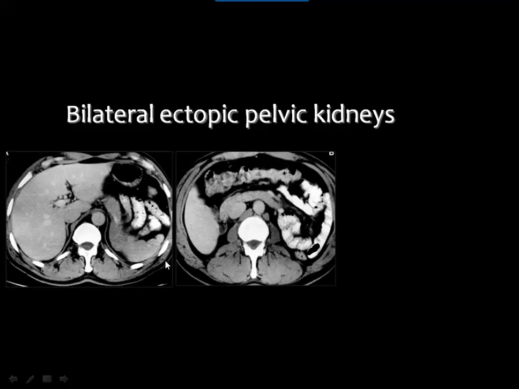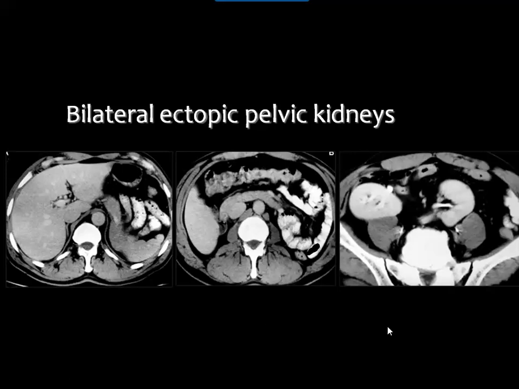Then here you look at the CT scans in the upper abdomen. You cannot identify the kidneys. Lower down, you see both kidneys are located in the pelvis anterior to the psoas muscle, and these are bilateral ectopic pelvic kidneys.